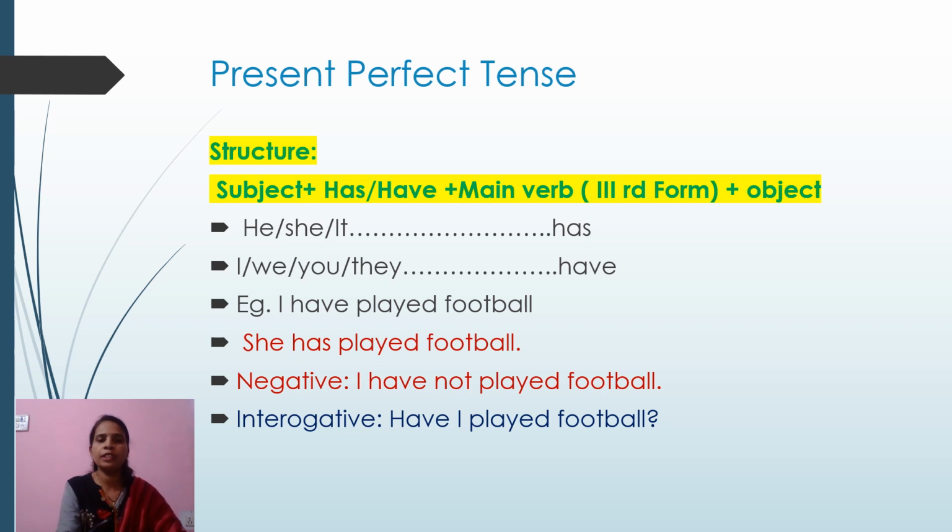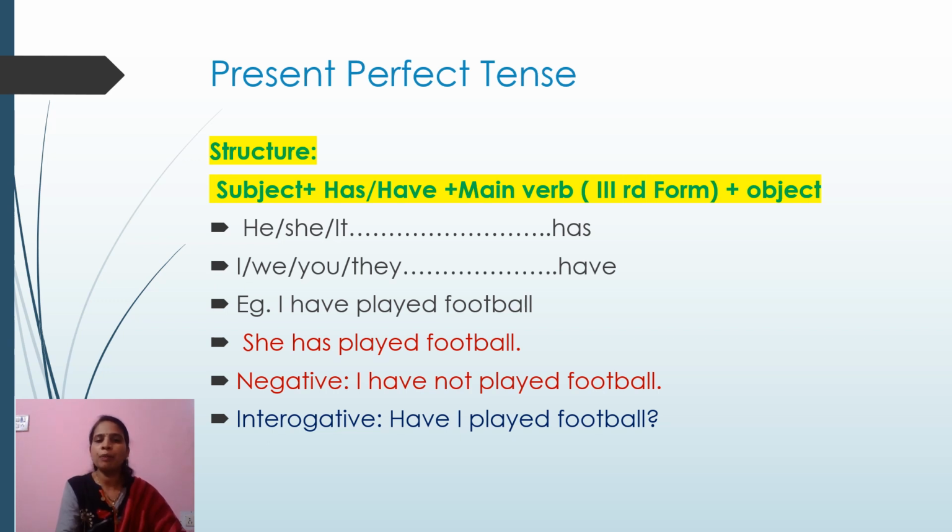Now present perfect tense structure. First the subject, then two helping verbs are there, has and have, and then the main verb in the third form, and then object. Whenever the tense is perfect, we always use main verb in the third form. Has is used with third person singular with he, she, it, and with first person and second person like I, we, you and they, we use have.